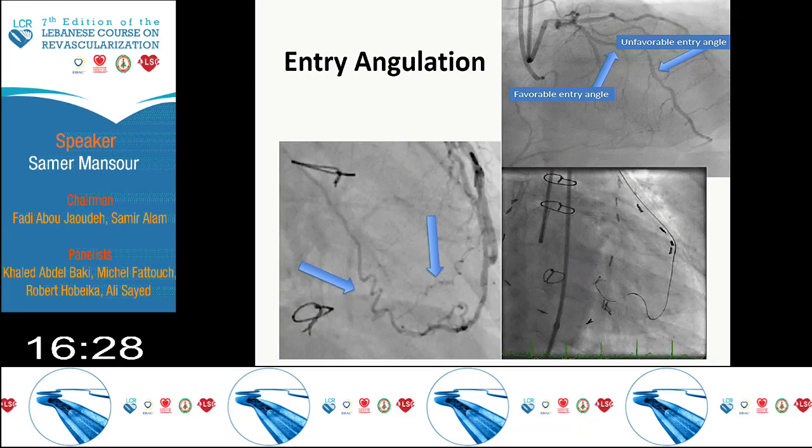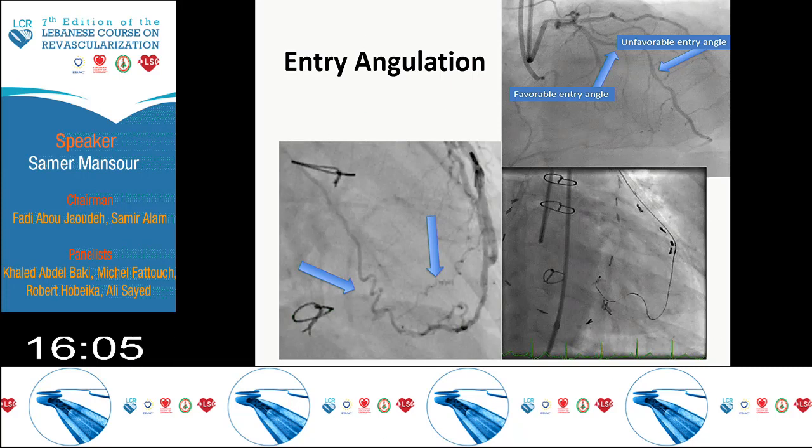The angulation, if you look at the right panel there: if you have a wide open angle, then it's very easy to get to the septal. If you have a 90-degree septal takeoff, then it's harder to wire it and harder to get in. And the more distal the septal collaterals that you take, the more complex is the procedure.